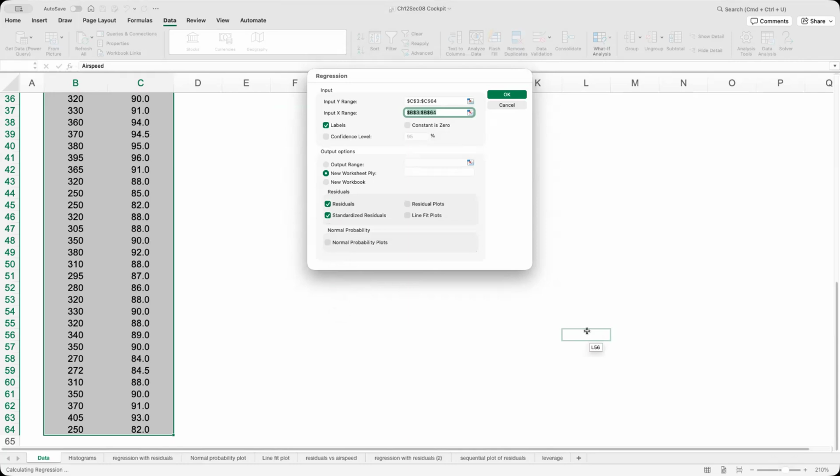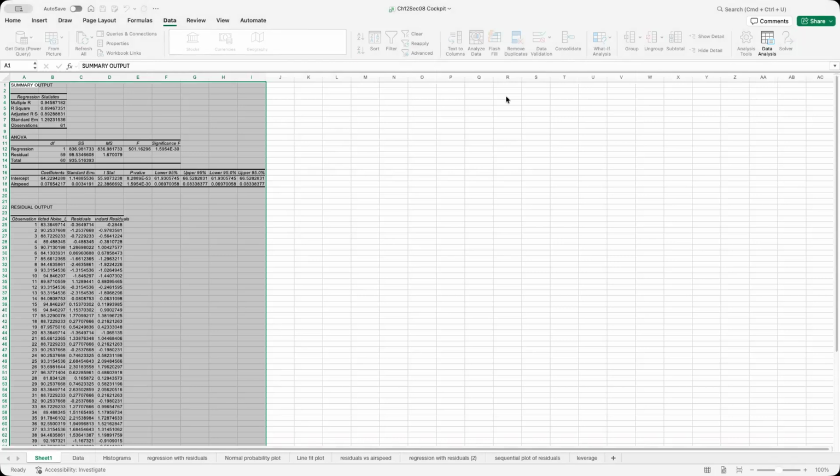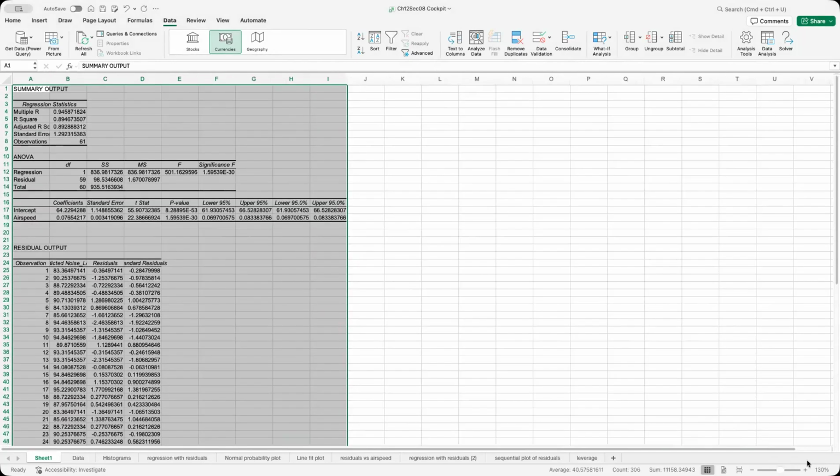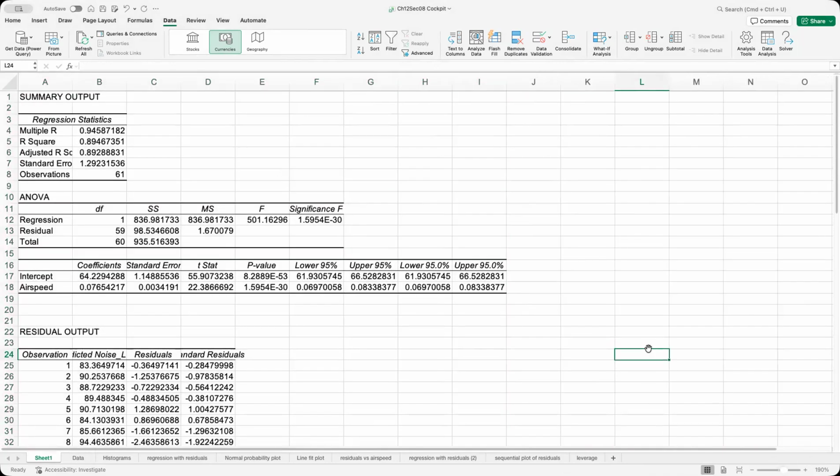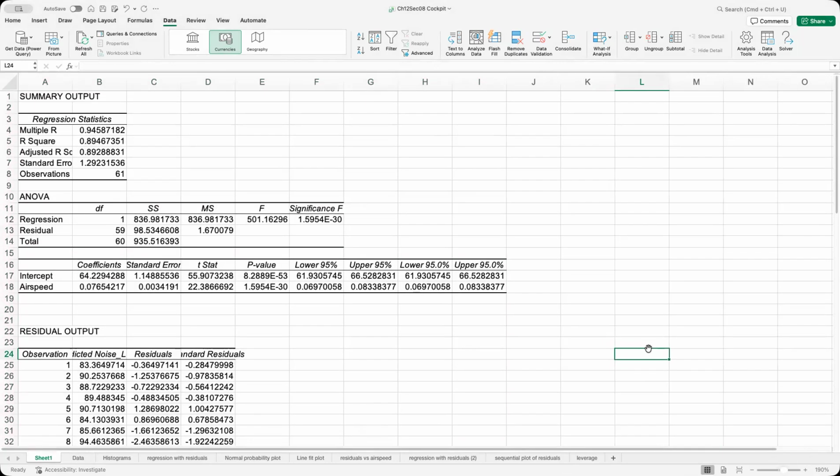And when we generate this output, we're going to get a lot more information. Holy moly. Okay, so let's start up here at the top. Is there a relationship between airspeed and cockpit noise?